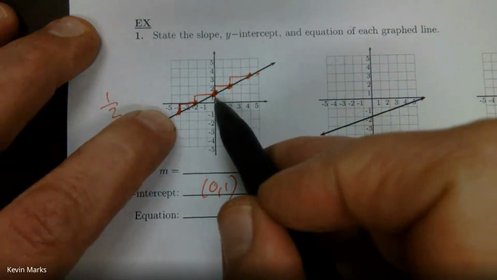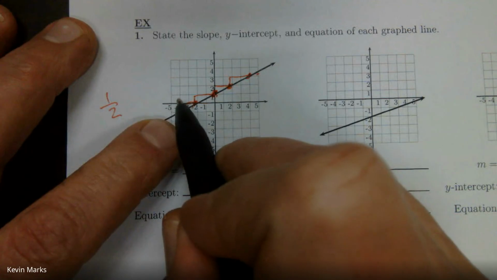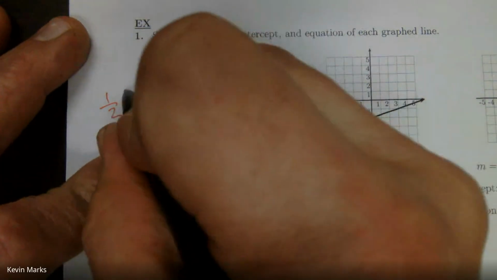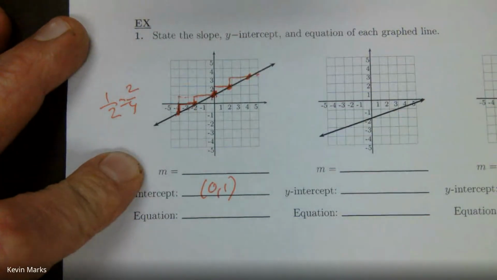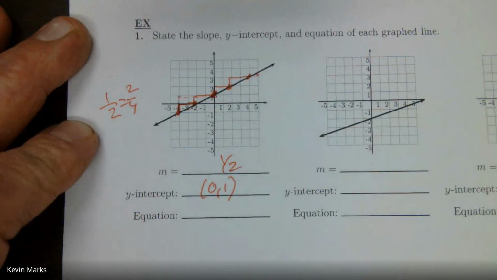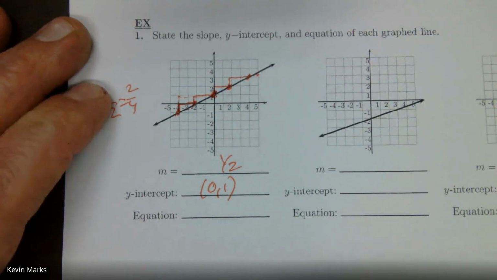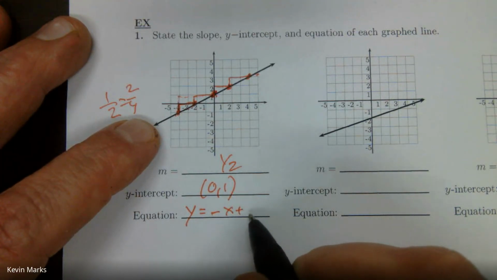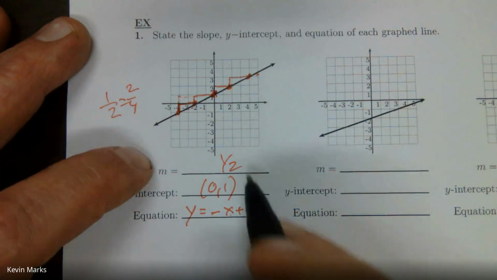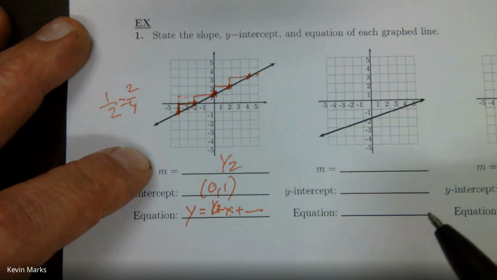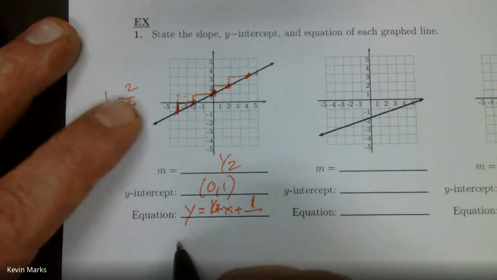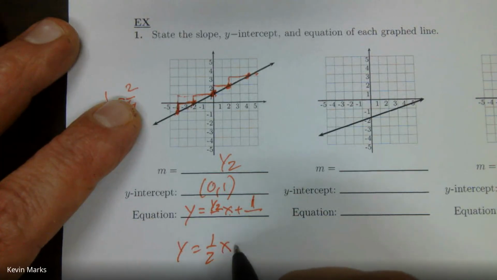Okay. Heck, you can even go from here. Like if I went up 1, 2 and over 1, 2, 3, 4, you're still going to get 2 over 4, but that's still 1/2. So the slope is still going to be 1/2. So then for the equation, think y equals blank x plus blank. The number with the x is the slope, so that's going to be your 1/2. And the number without the x is the y-intercept, (0, 1), there's your 1, right? So it's y equals 1/2 x plus 1.